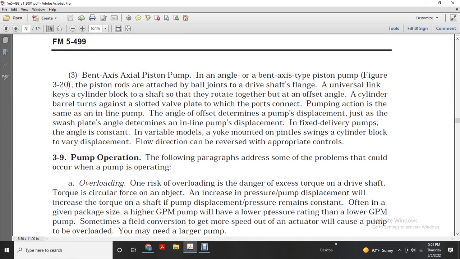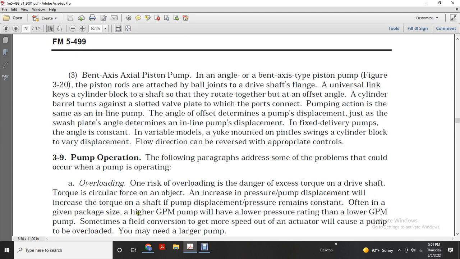Pumping operation. The following paragraphs address some of the problems that could occur when the pump begins operating. Overloading. One of the risks of overloading is excessive torque on the drive shaft. With the increase of the pressure of the pump, the displacement will increase the torque of the shaft; the pump displacement pressure remains constant.